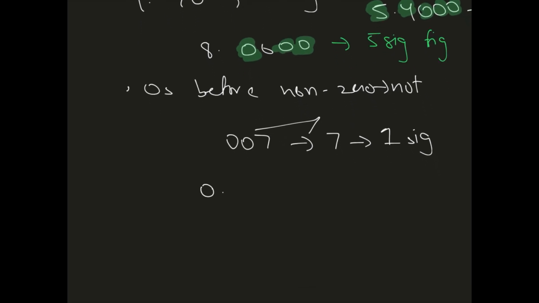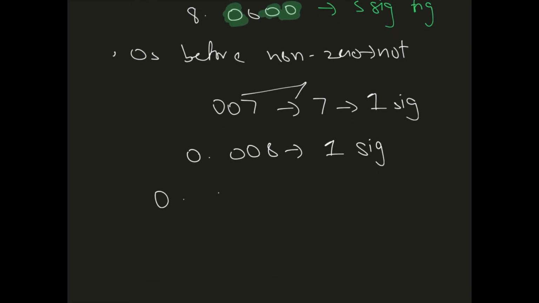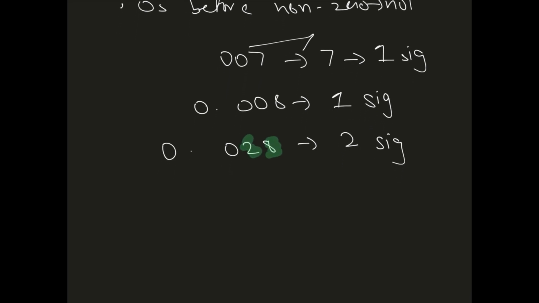If you have 0.008, then this is also a 1 significant figure, right? If you have 0.028, then this will be a 2 significant figure. Only the 2 and 8 in this case are significant, but the zeros are not. If you have 00100, the 2 zeros that are coming after the non-zero number are significant and the 1 is significant, but the zeros which are coming before the non-zero number are not significant. So this will be a 3 significant figure, right?